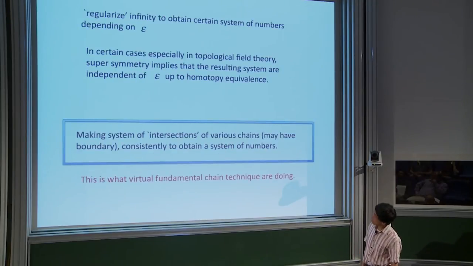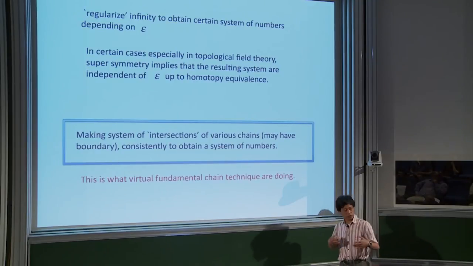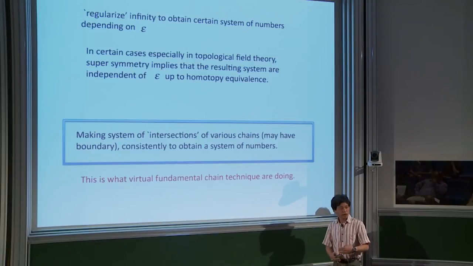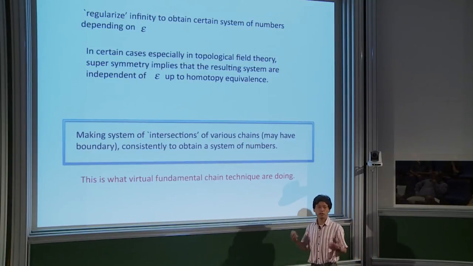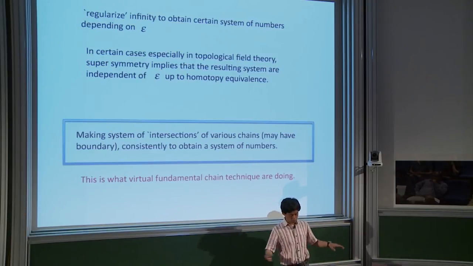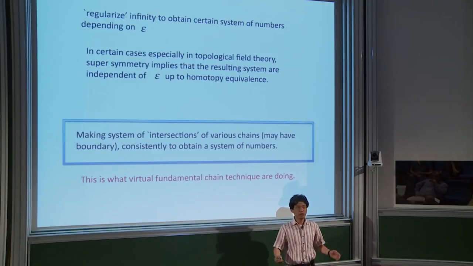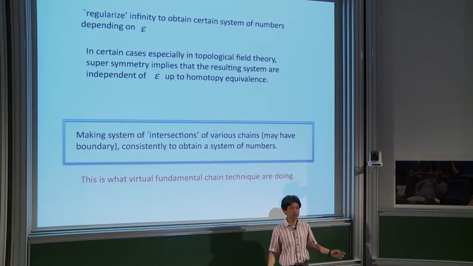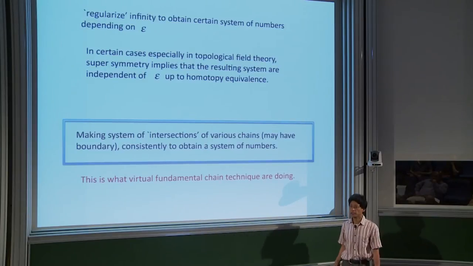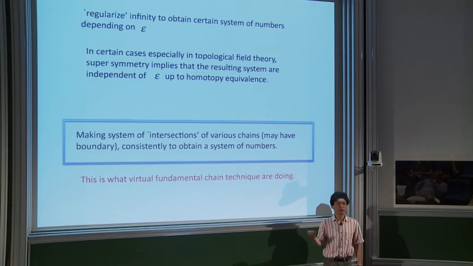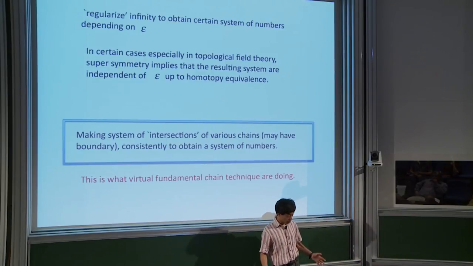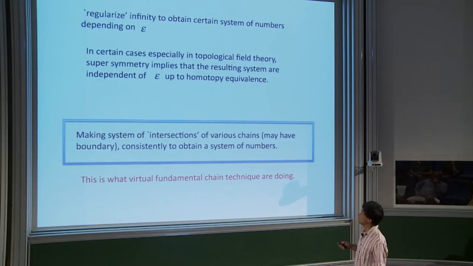Oh, yes, so the idea is making a system of intersections of various chains consistently to obtain a system of numbers. The main issue is that each intersection, each number, is not well defined individually. So what you need to be careful about is not studying each problem individually to get numbers. You need to study infinitely many problems at the same time so that everything you do is consistent. And what I mean by consistent, and how to make it consistent, is the main headache for these virtual techniques. Okay, so this is what these virtual techniques are doing.